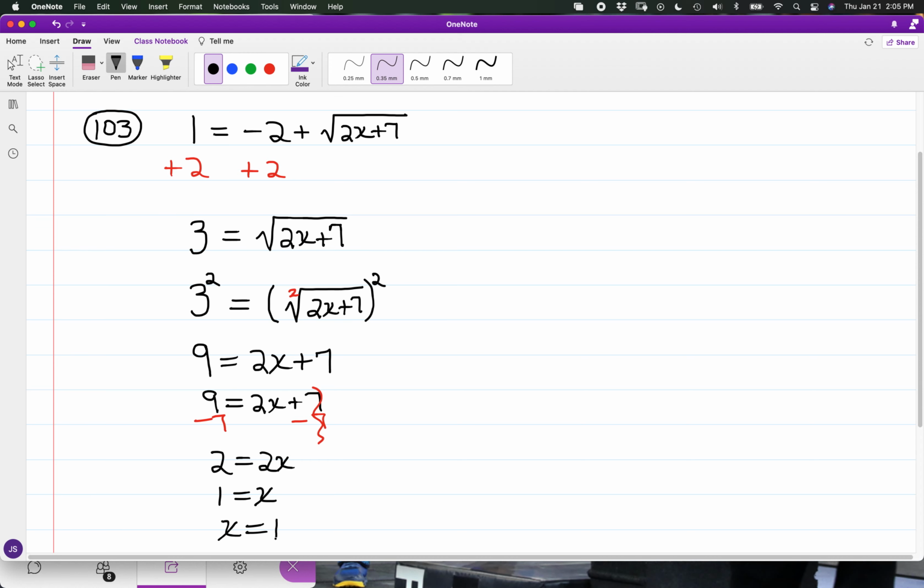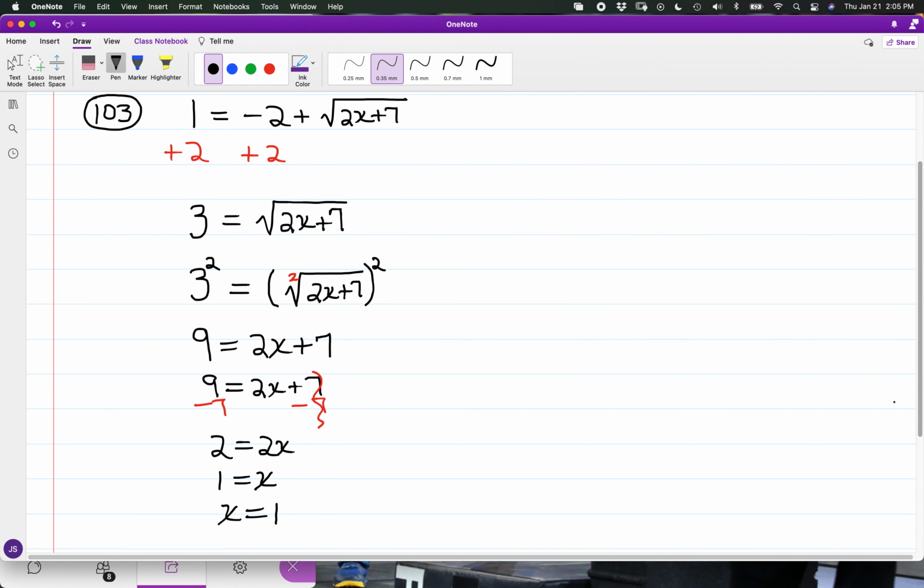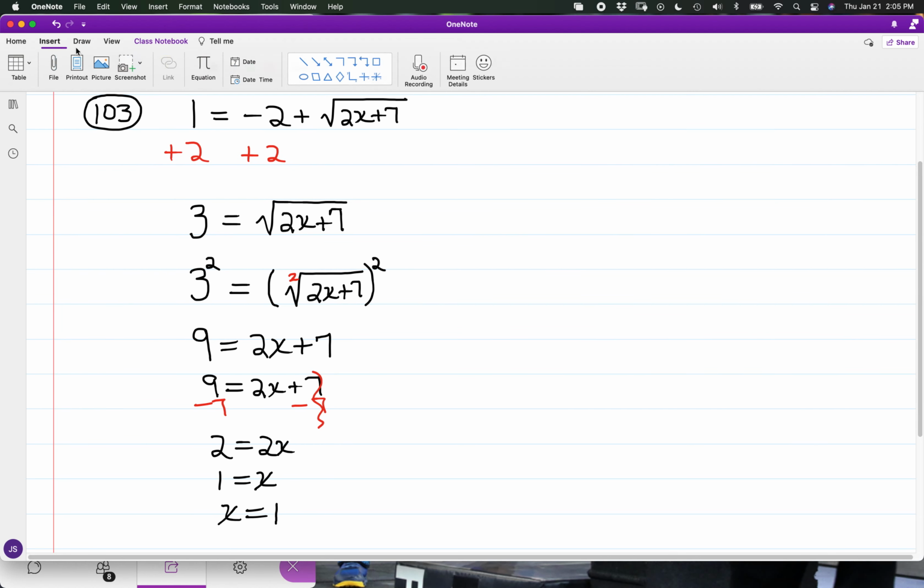With the radical being an even root, it is recommended that you check. In this equation, 2 times 1 is 2, and 2 plus 7 is 9. The square root of 9 is equal to positive 3. On the right-hand side, we have negative 2 plus 3, which is positive 1, and that matches what we have originally on the left-hand side of the equation. So x equals 1 checks out.